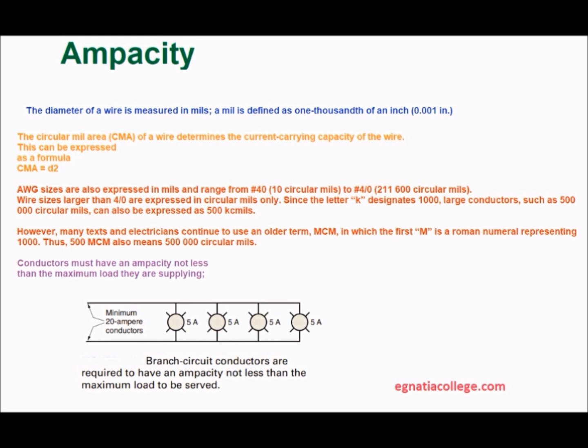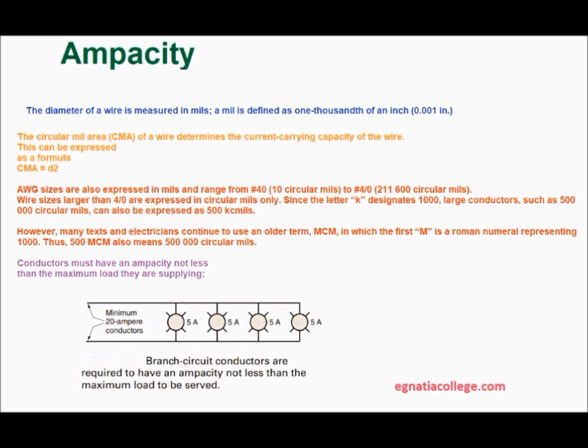AWG sizes are also expressed in mils and range from number 40, 10 circular mils, to number 4, 211,600 circular mils. Wire sizes larger than 4 are expressed in circular mils only. Since the letter K designates 1000, large conductors, such as 500,000 circular mils, can also be expressed as 500 kcmil. However, many texts and electricians continue to use an older term, MCM, in which the first M is a Roman numeral representing 1000. Thus, 500 MCM also means 500,000 circular mils.